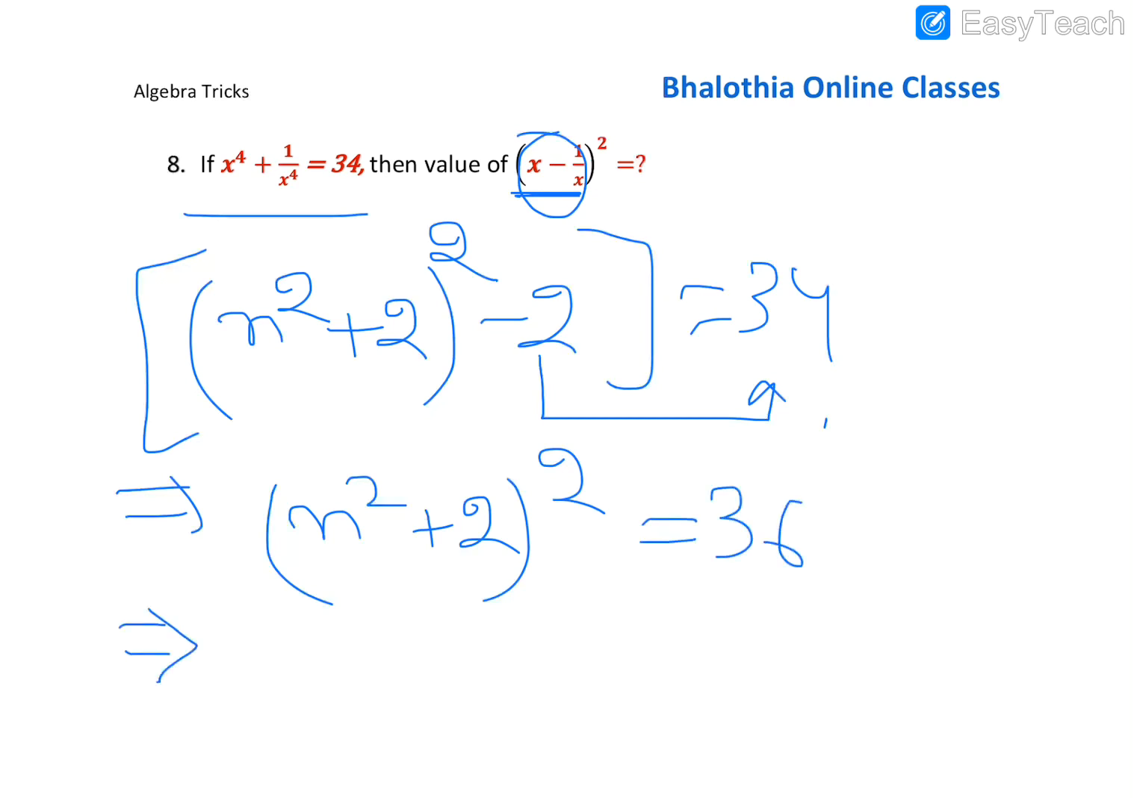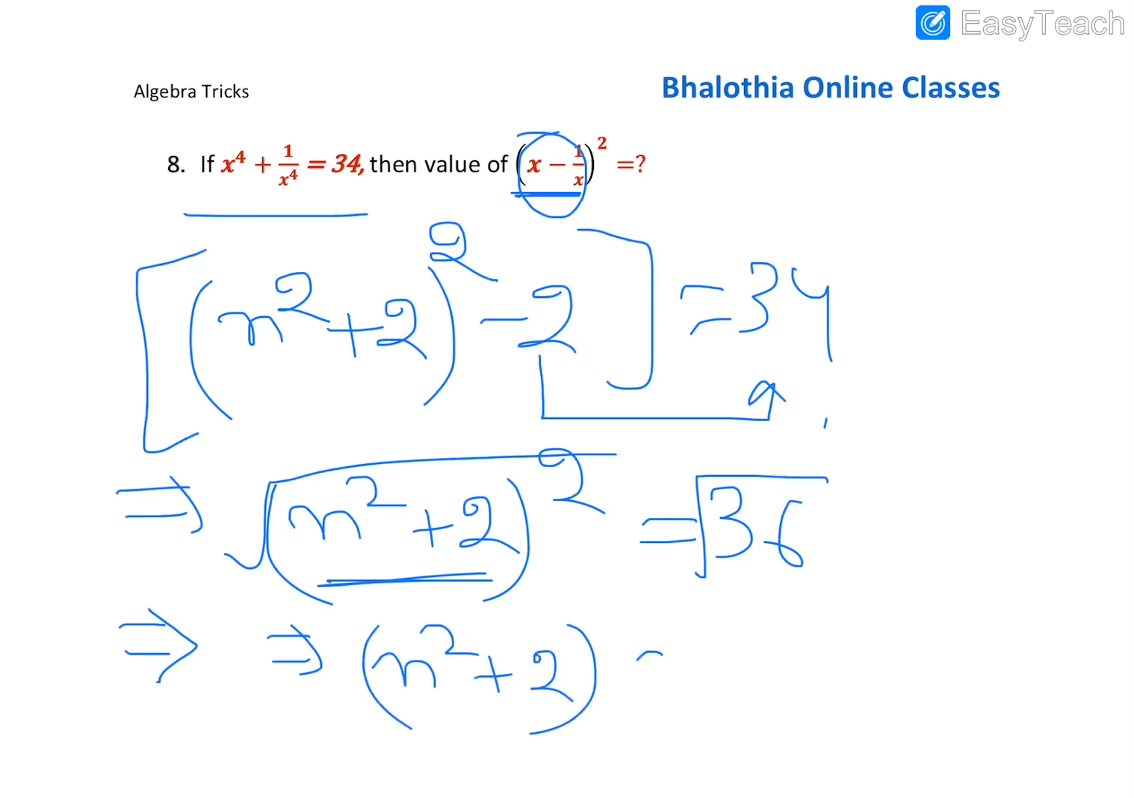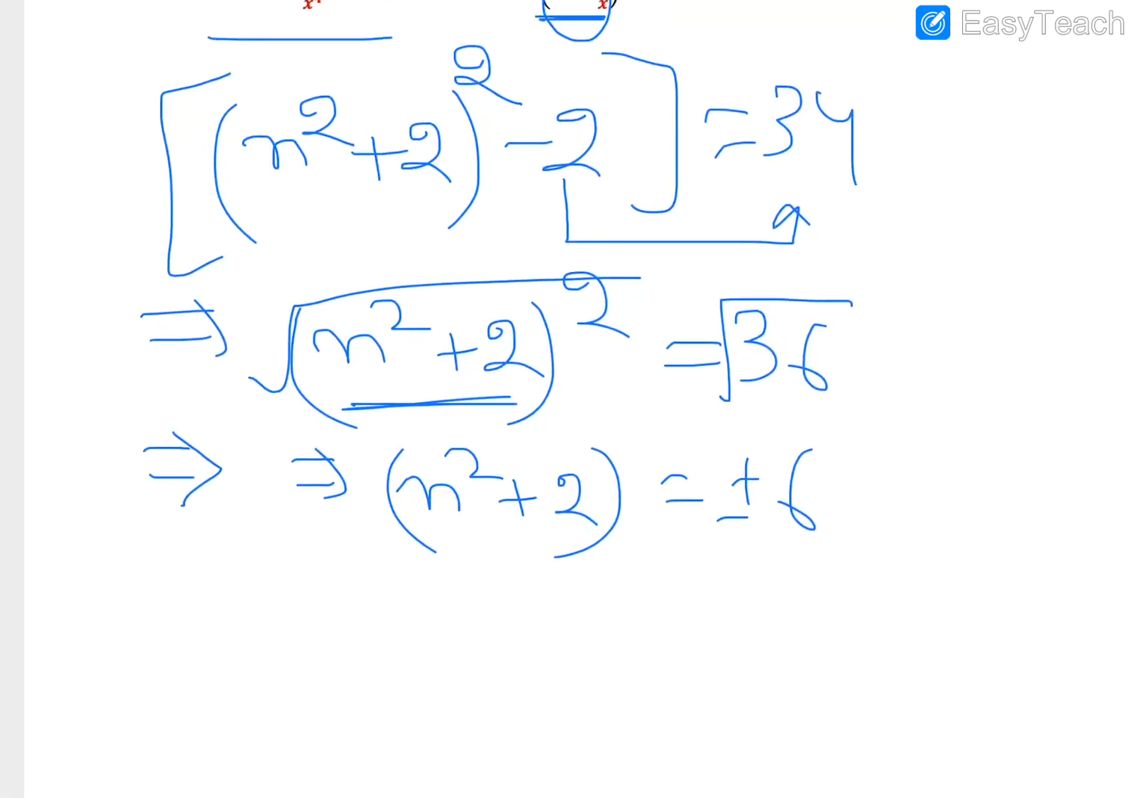Okay, and then for n square plus 2, we will take the square root of this one on both the sides. So it will become n square plus 2 equal to plus or minus 6. Again, it cannot be plus minus 6, because else n square would be negative. So it will just be plus 6 in this case.